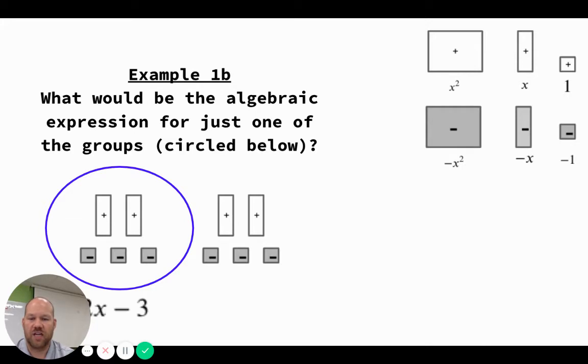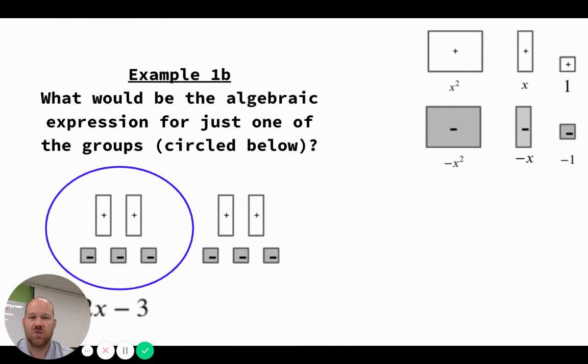If you said 2x minus 3, you are correct because I've got 2 positive x's there and 3 negative 1's. You could have also said 2x plus negative 3. That means the same thing, but usually when we're writing a simplified expression, we're going to write minus 3. But if you wrote plus negative 3, that's fine too.